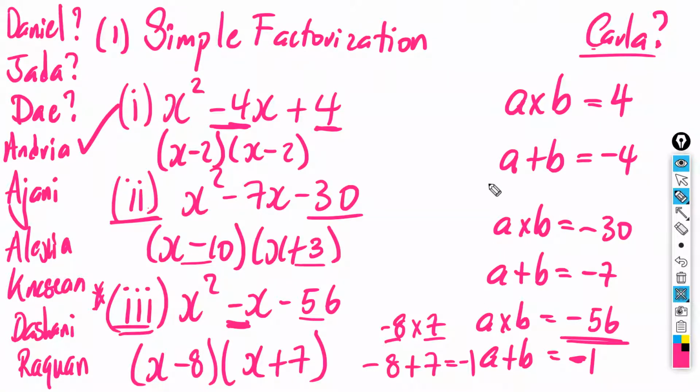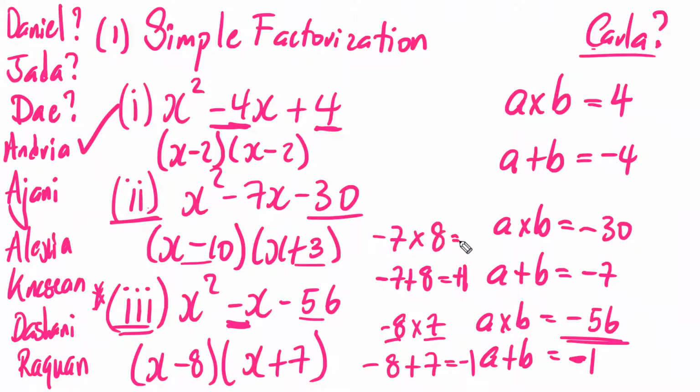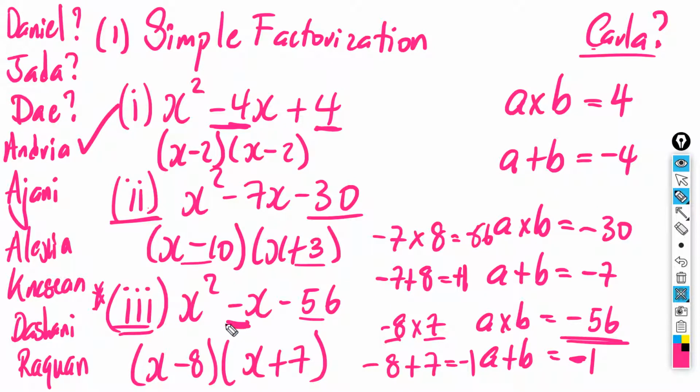Sir, what if we have -7 and +8? It's not gonna work. -7 plus +8 would give you +1, and you need -1, so that's not gonna work. And -7 times +8 will give you -56, but the sum gives you +1, and you need -1. If you had put your answer as X minus 7 times X plus 8, you'd get it wrong.